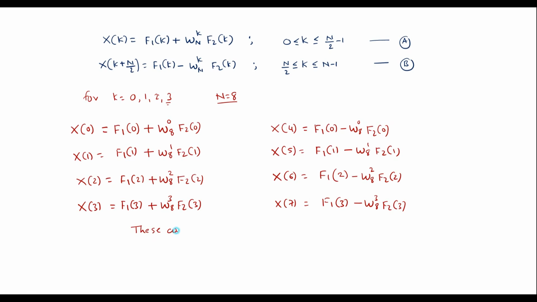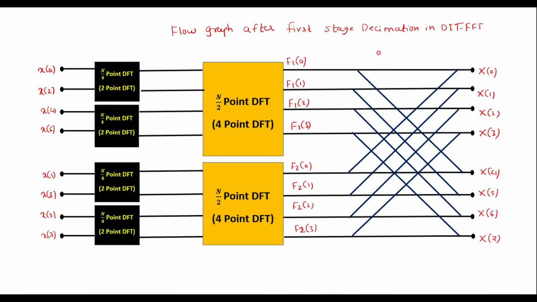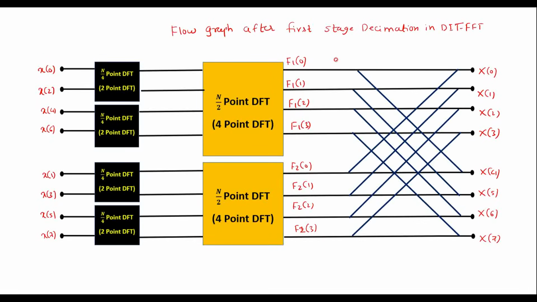That is, these are first decimation outputs. Now I will draw the signal flow graph after first decimation. Flow graph after first stage decimation. Here there was an 8-point DFT block that I have removed with these butterfly diagrams. So here, as per this equation, we have x of 0 is equal to f1 of 0 plus w8 0 f2 of 0. X of 0 is f1 of 0.